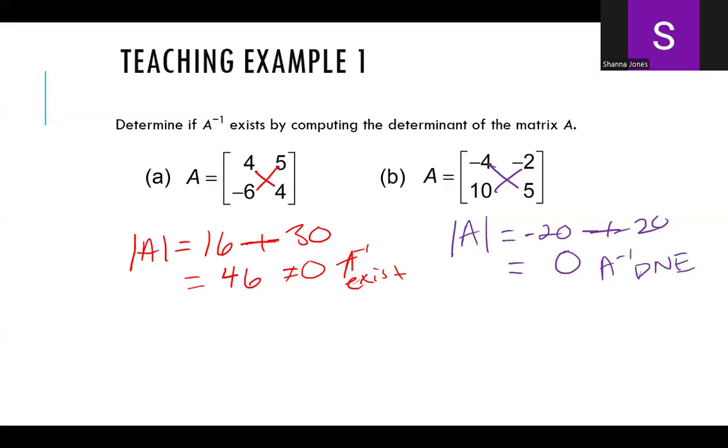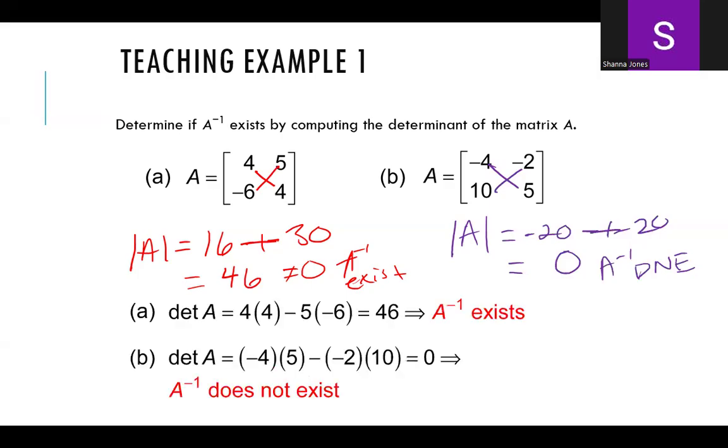How do you feel about 2 by 2 determinants? If you can do a 2 by 2, you can do a 3 by 3. It just requires a little bit more work. All right. So again, we got 46, which told us that an inverse exists. We got 0, which tells us that it does not.